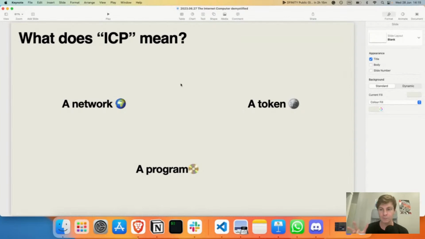It's very common. It's, I would say, similar to, for example, Bitcoin. When you think about Bitcoin, you have Bitcoin as a currency, Bitcoin as a network, Bitcoin as a software. This is essentially the same for ICP.